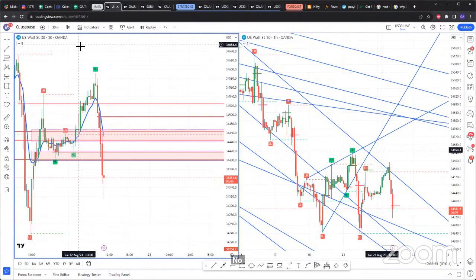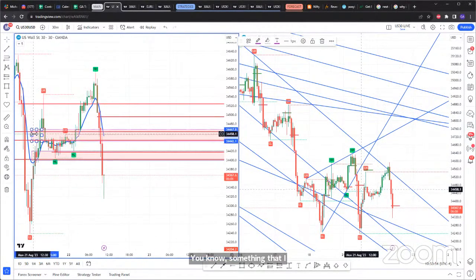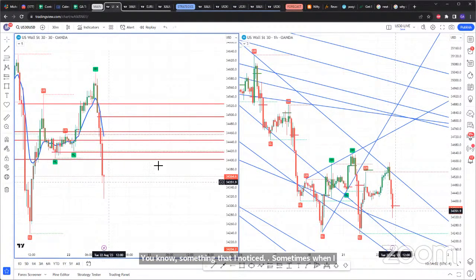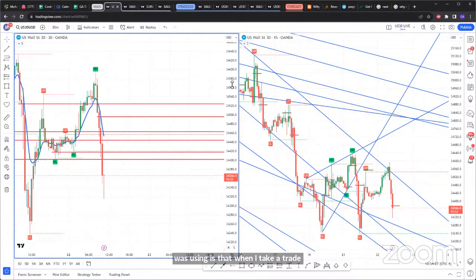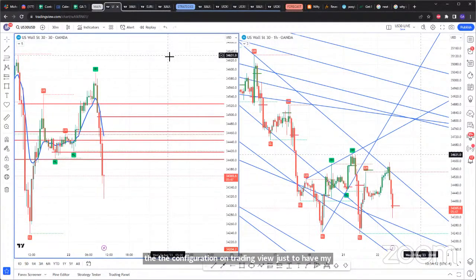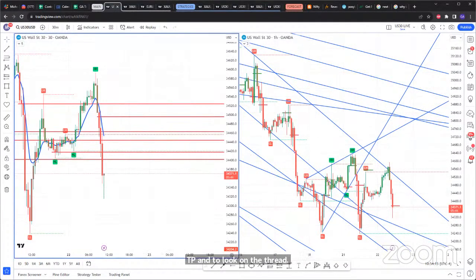What's up? Something that I noticed is that sometimes when I was using Oanda, when I take a trade on MT4, and after I put the configuration on TradingView just to have my TP and to look at the trade, it was so different. There was like a 15 or 20 pip difference between MT4 and Oanda, and I didn't like that.